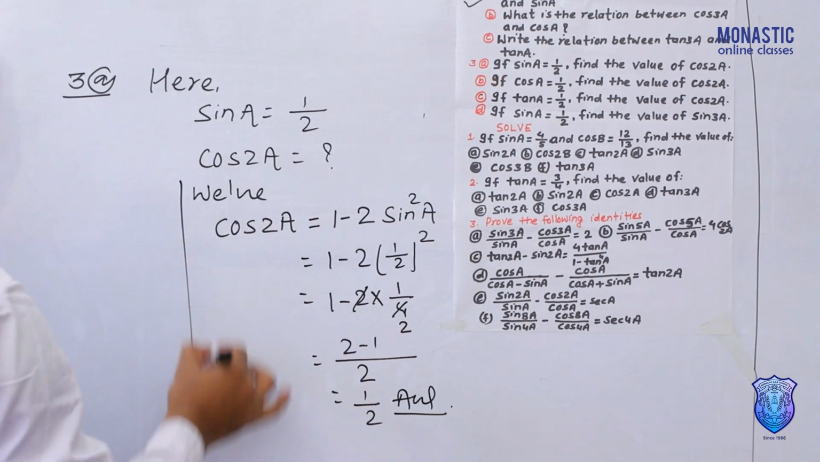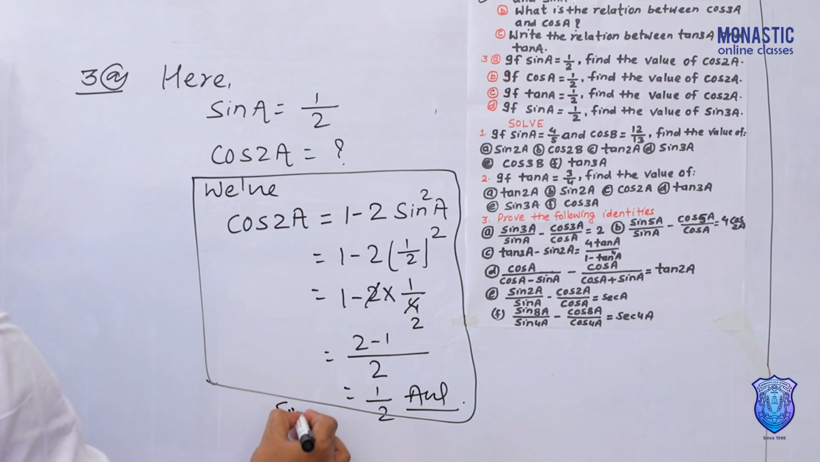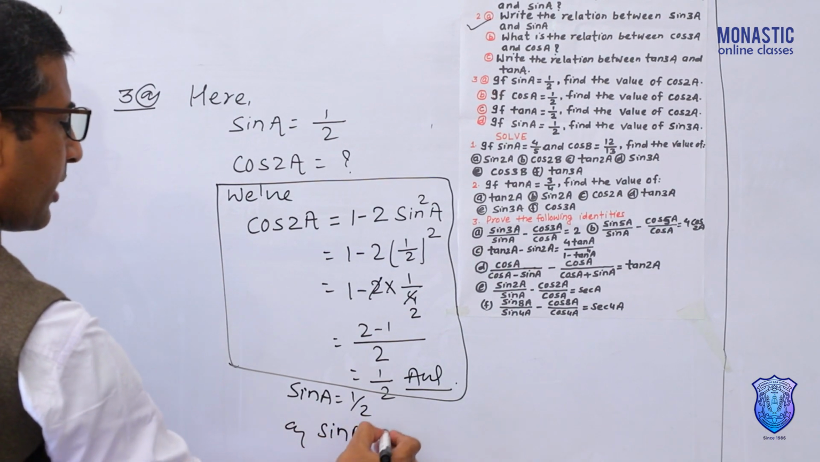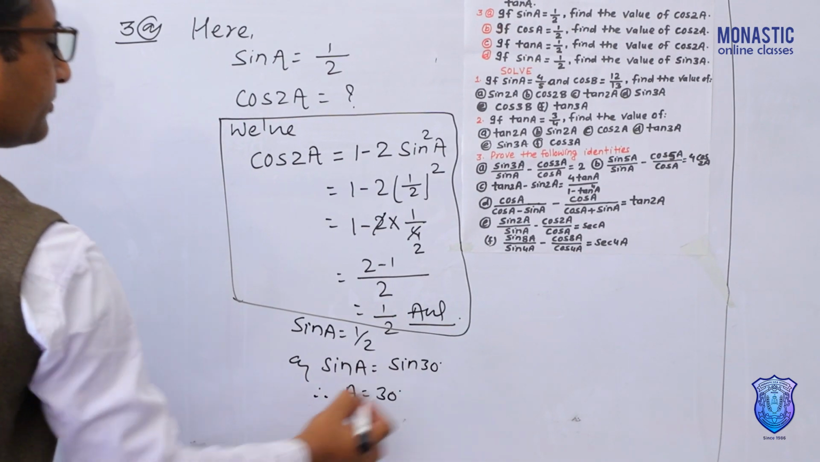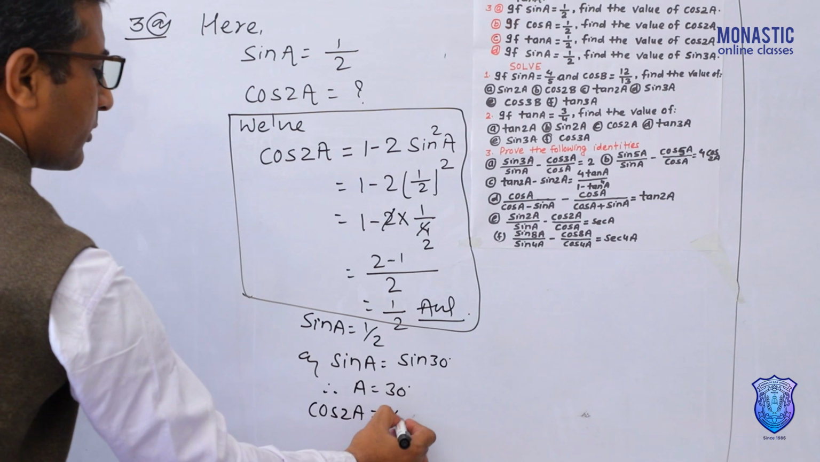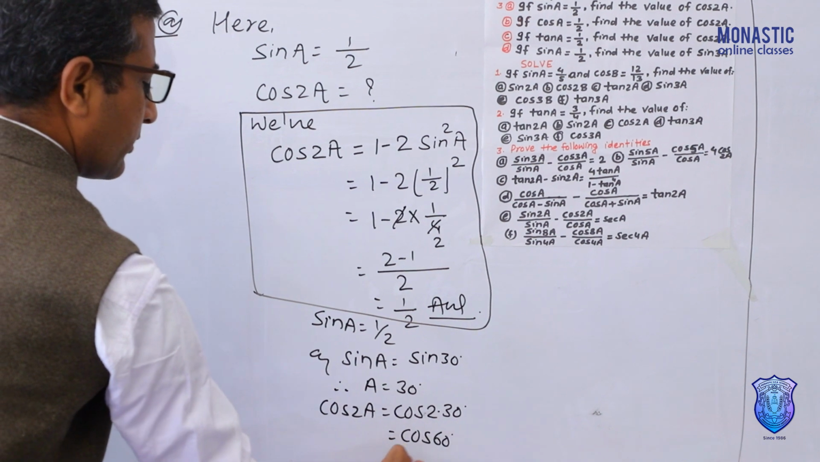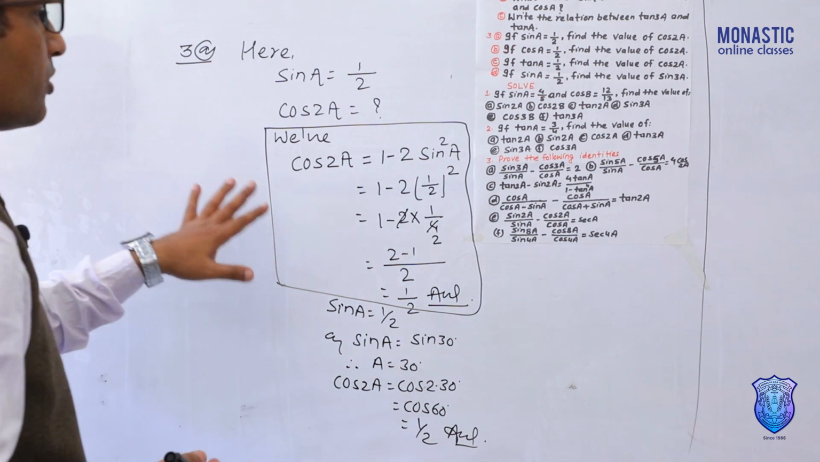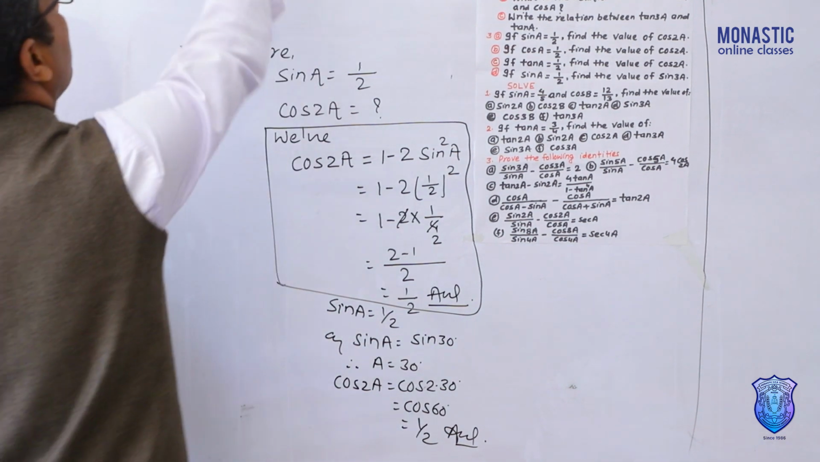We can do it here by a different method, but don't use the method which I am going to show. Here sin A is 1 by 2. You know that the value of 1 by 2 in sine is sin 30 degrees. Therefore, A came 30. Now what we have to find? Cos 2A equals cos 2 into 30, that is cos 60 degrees, and the value of cos 60 degrees is 1 by 2. We can do this, but don't prefer this method. We are using the multiple angle formulas to solve this question.